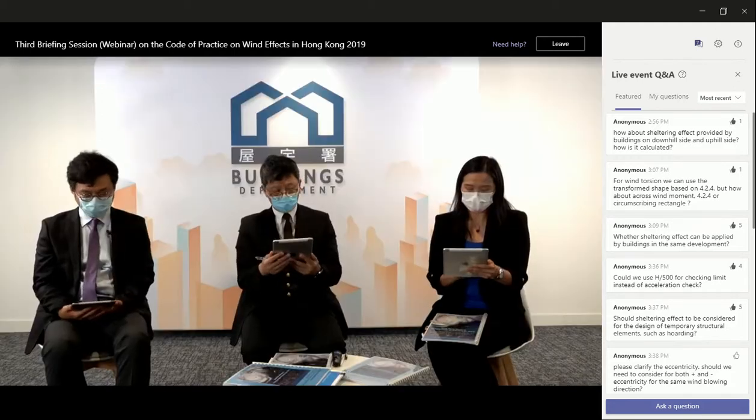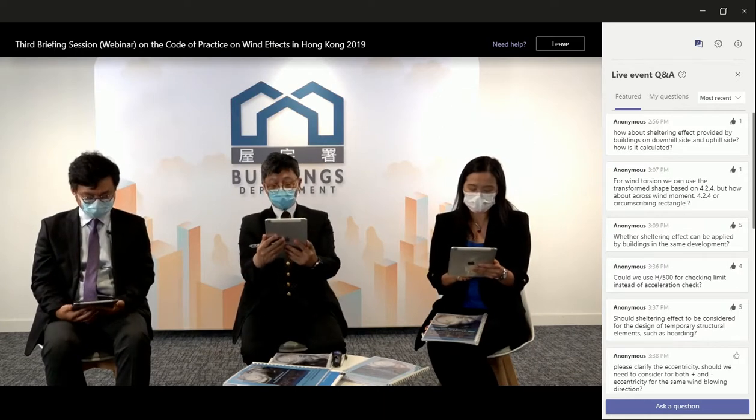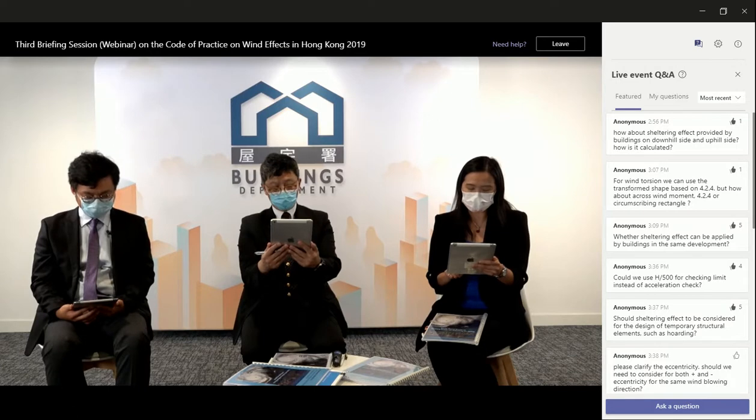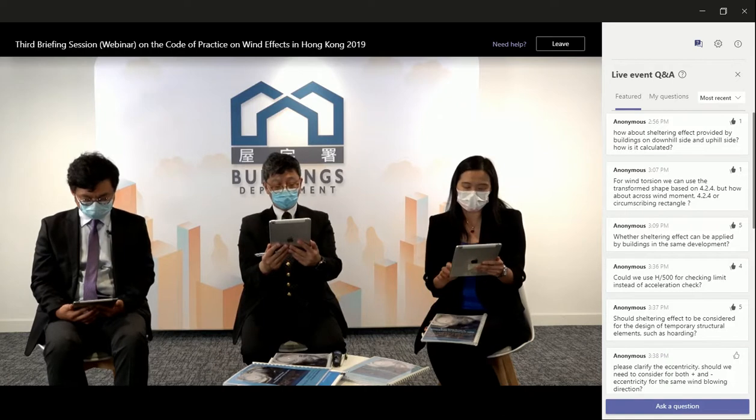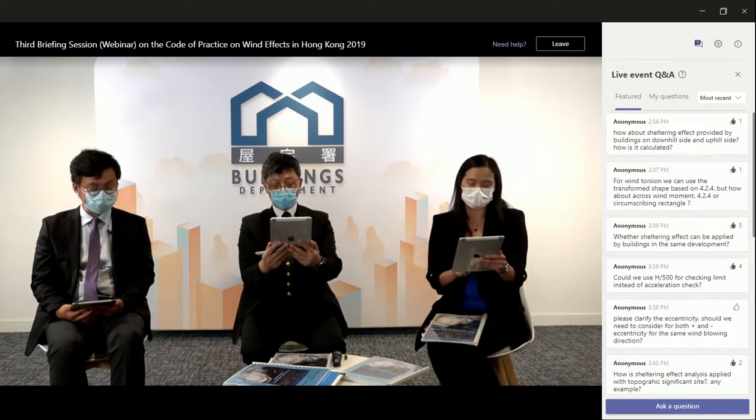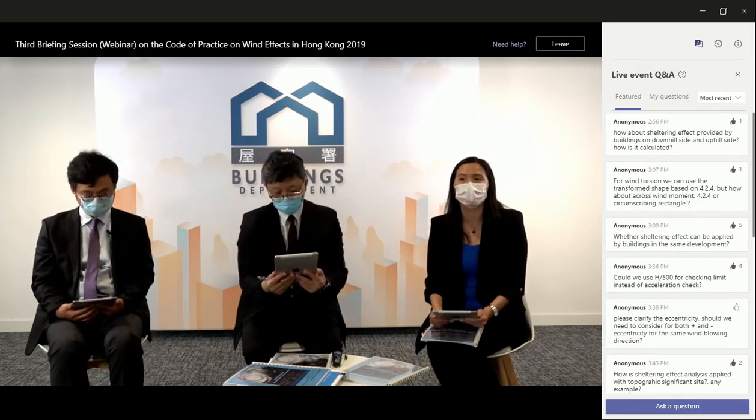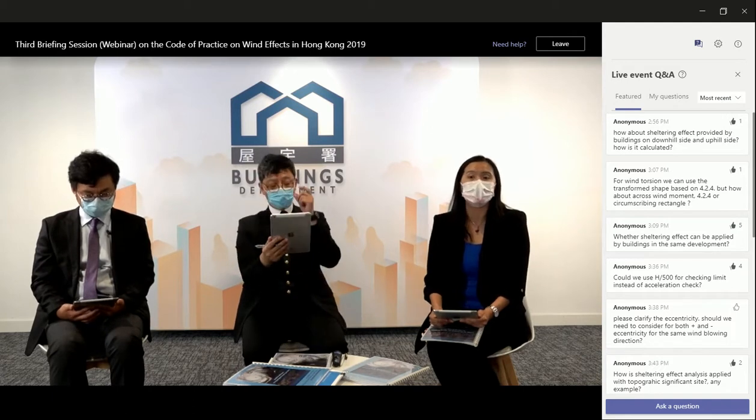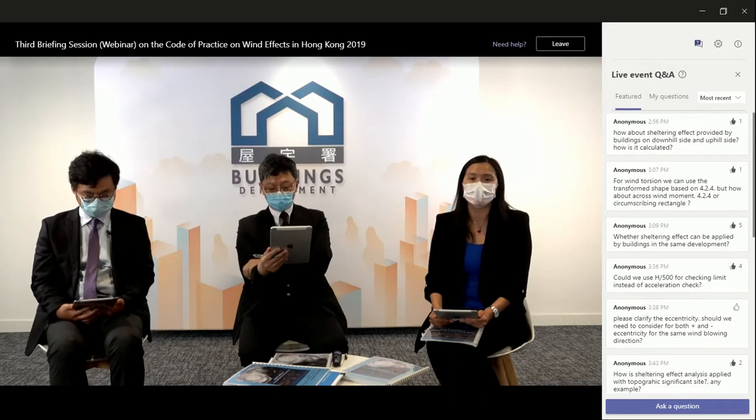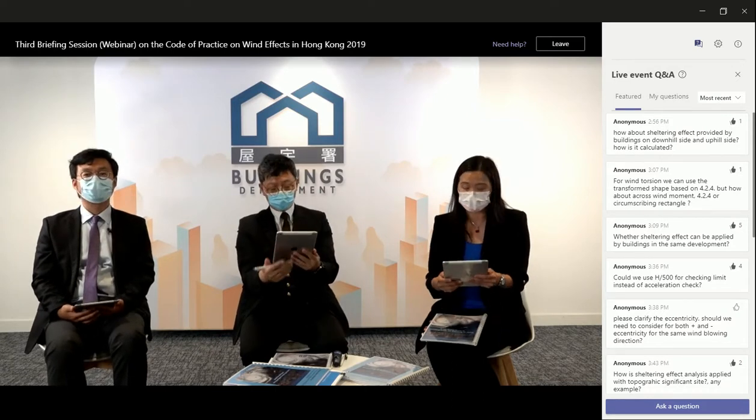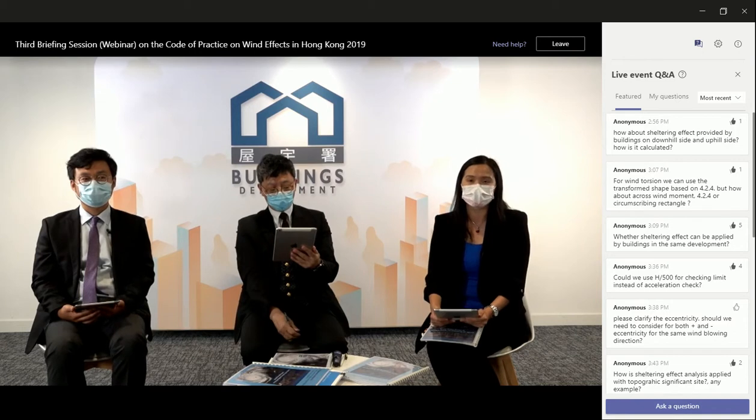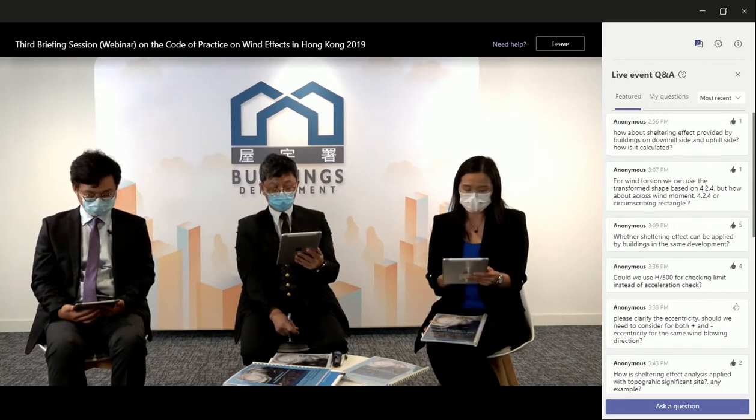Yes, true. Okay, so the next question is, should sheltering effect be considered for the design of temporary structural elements such as hoarding? This clause, I think the question is focusing on the 37% of the wind load. In this case, if 37% of the wind load is used, any further benefits from the torsionality factor and the sheltering effect are not allowed to be considered again. But the topographic factor and the size factor, which depend on the structural form and the location, should be considered.